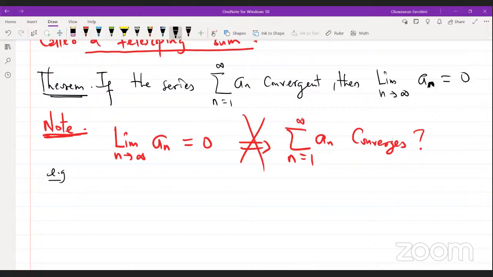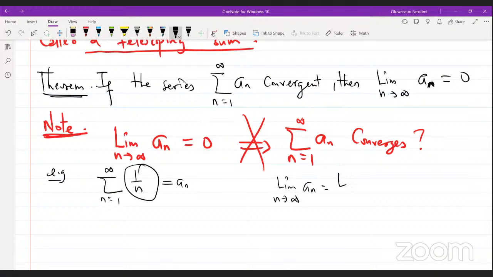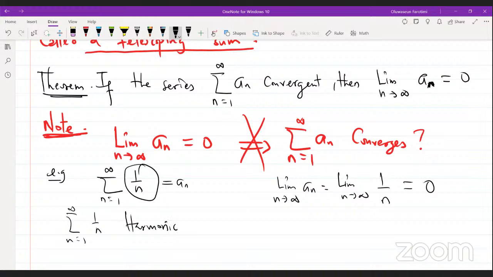A good example I can just quickly give you on that is the harmonic series. This guy is my a sub n, right? So what is the limit as n goes large of this a sub n? This is limit as n goes large of 1 over n, okay? And this is what? 0. But what do we know about this guy? What's the name of this series? This is called harmonic series. And what did we say about it? Harmonic series does what? It diverges. Harmonic series always diverges. Okay?